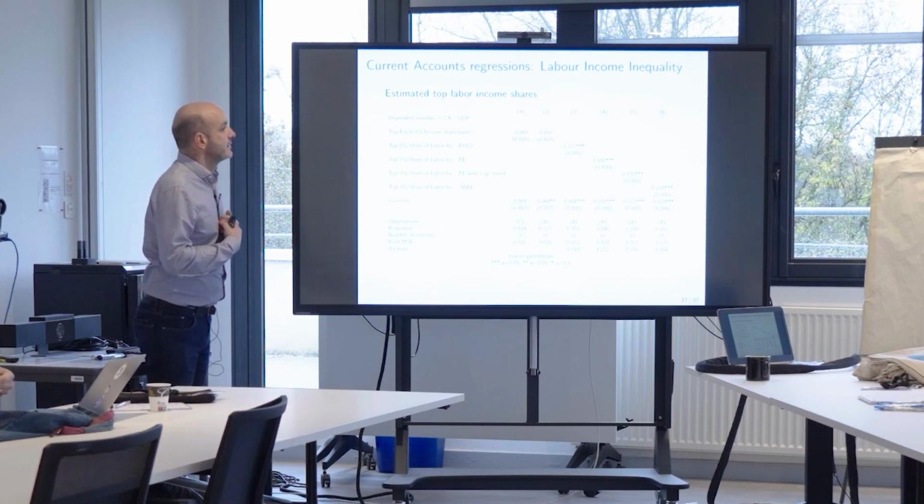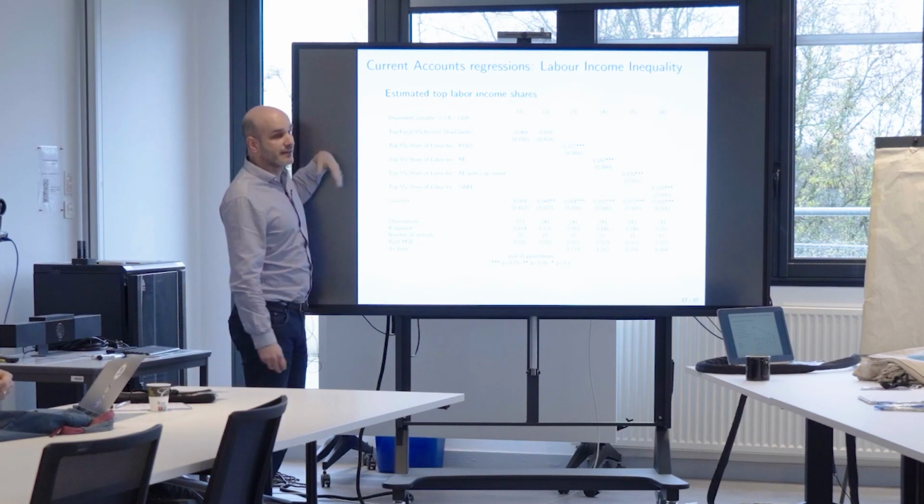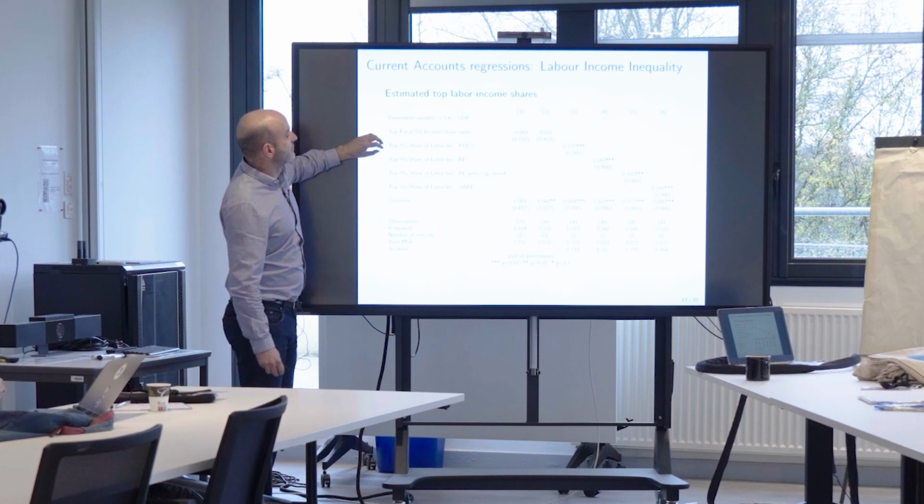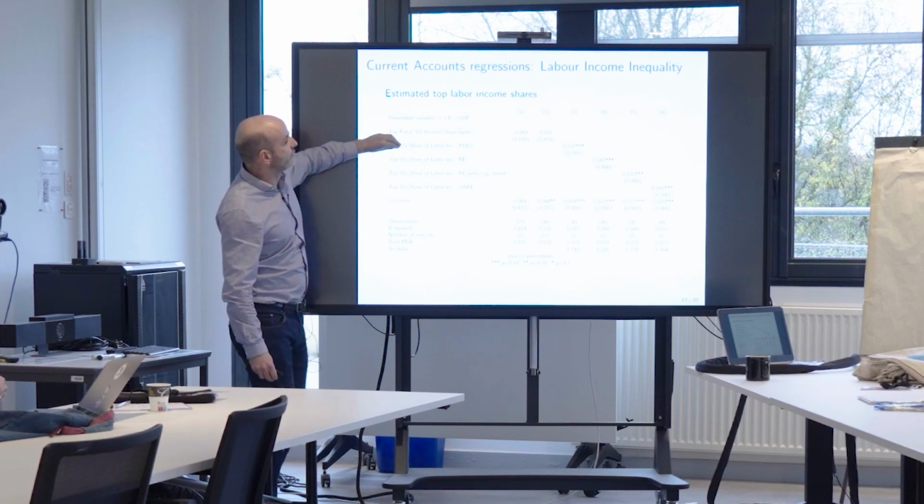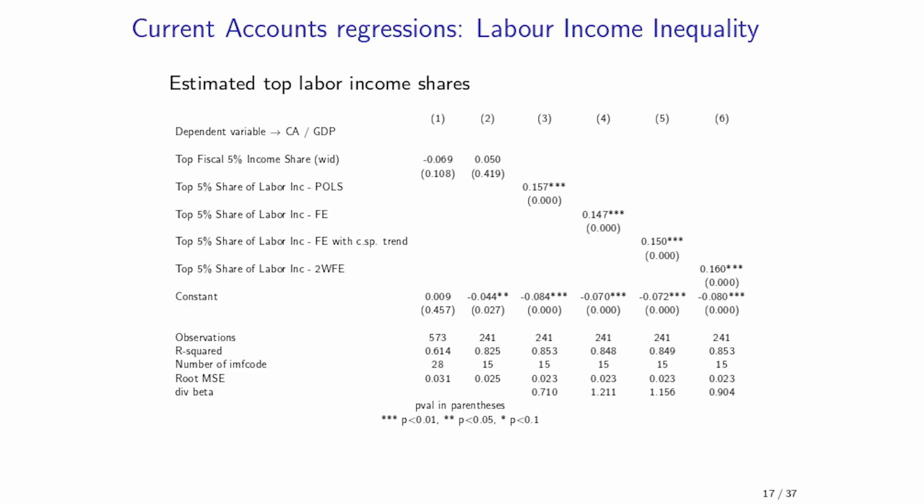On the other hand, if I do the EBA regression and I add what I call the labor inequality shock, the top 5% share of labor, the omega, then that one is actually significant and it is positive. Positive is what you expect based on the simple reasoning I made at the beginning.